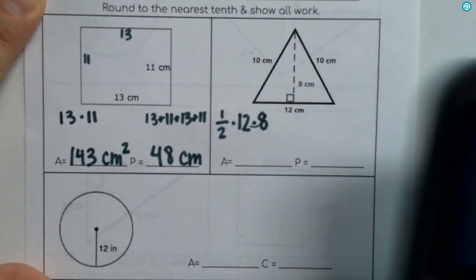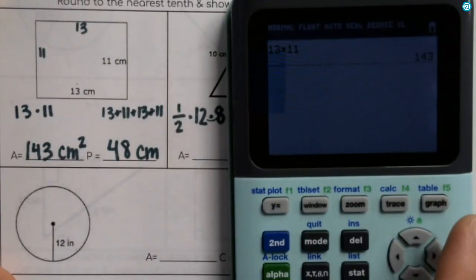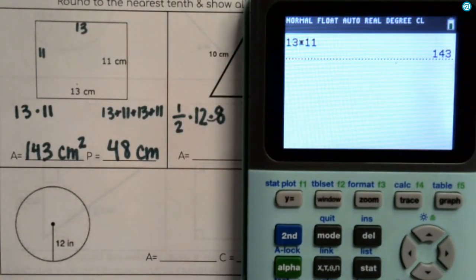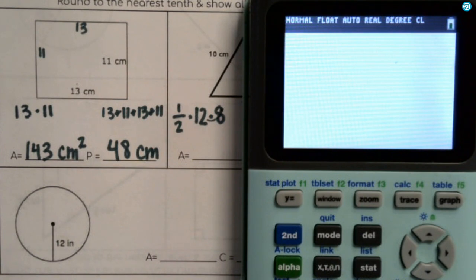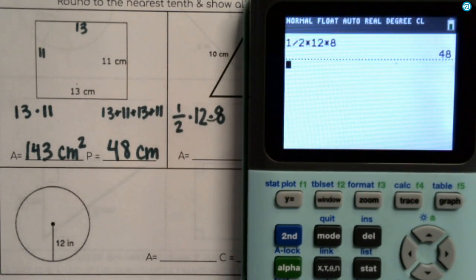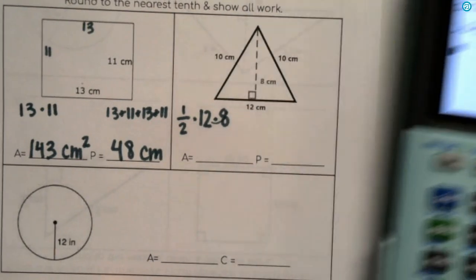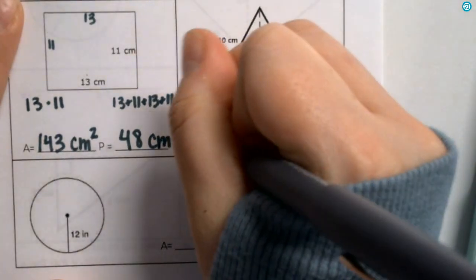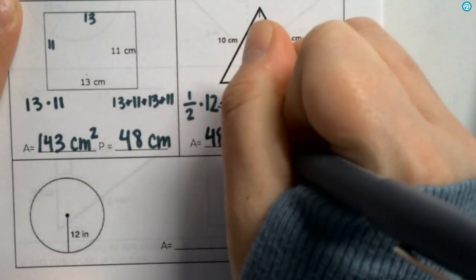When you need to go put that in your calculator, you've got 2 options. You actually have like 3 options. You could do 12 times 8, then divide by 2. You could do 1 divided by 2 times 12 times 8. Or another option, what is 1/2 as a decimal? 0.5. So I could do 0.5 times 12 times 8. It's going to be the least buttons. And I get 48. That's going to be 48. Since it's area, that is centimeters squared.